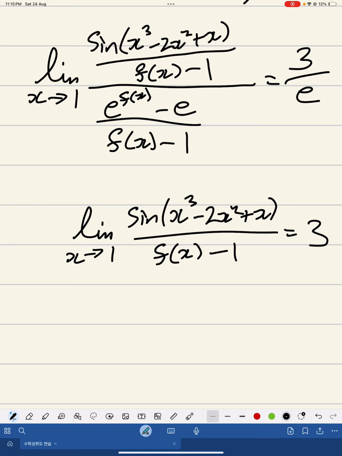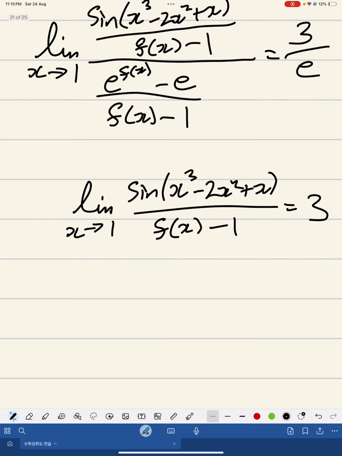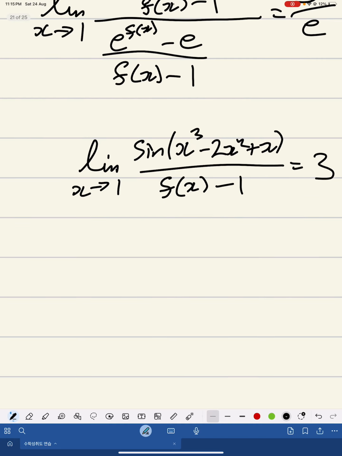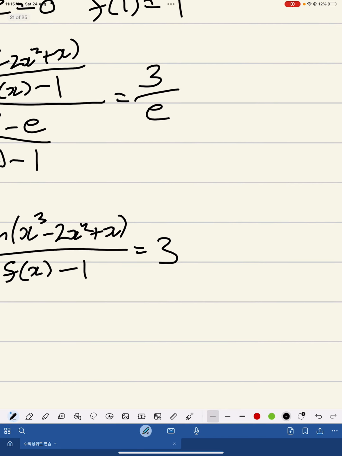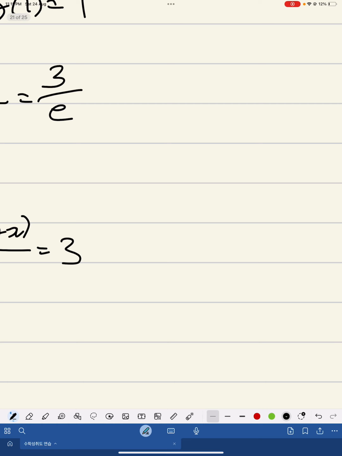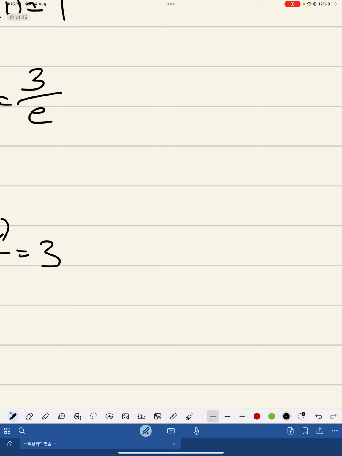And here we can do the same thing because what I'm going to do now is use the fundamental identity of a trigonometric limit, the most prominent one, if you are a physics student as well.